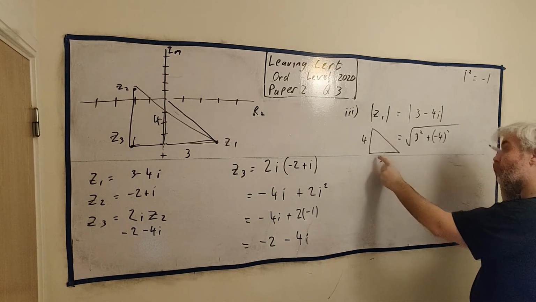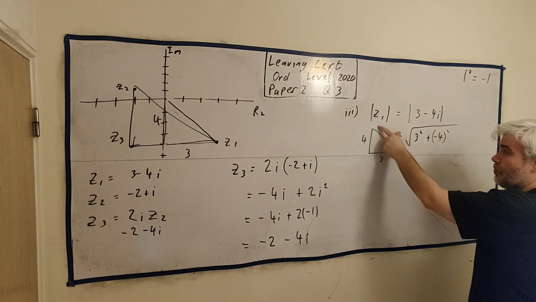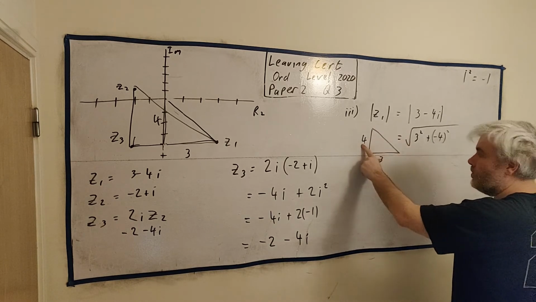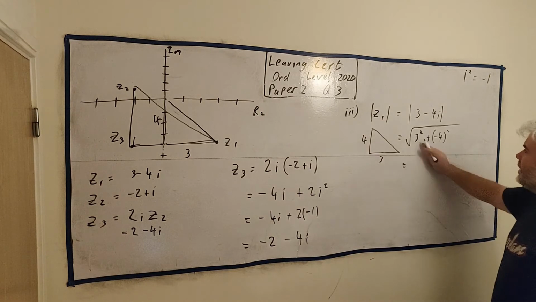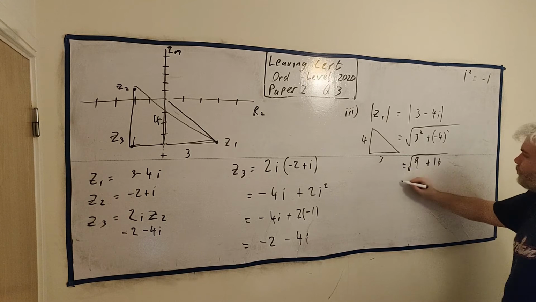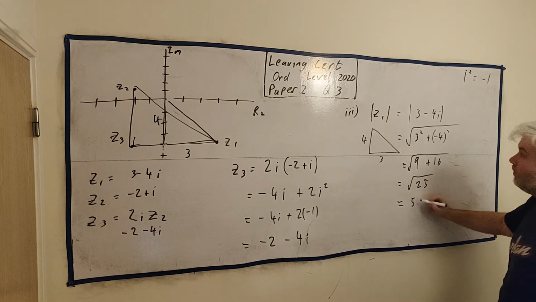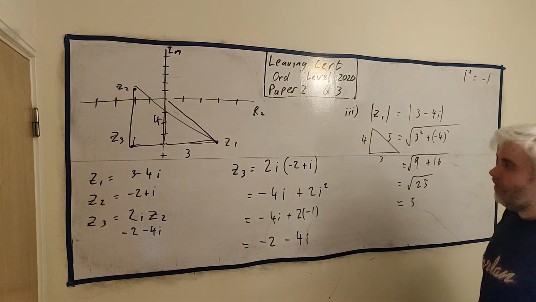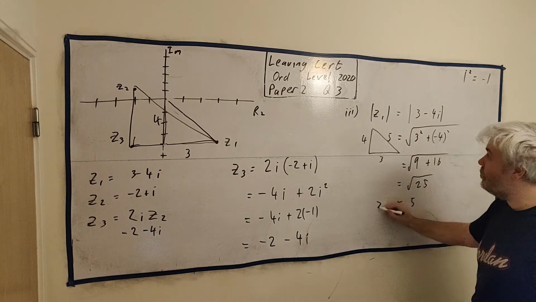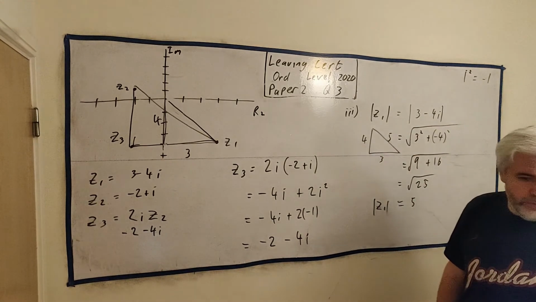3 squared plus 4 squared is equal to this squared, or the square root of this squared plus this squared. So this is equal to 9 plus 16, square root again, which is equal to the square root of 25, which is equal to 5. And that's also the length of that. That's the modulus of z1. Okay, that's part 3.